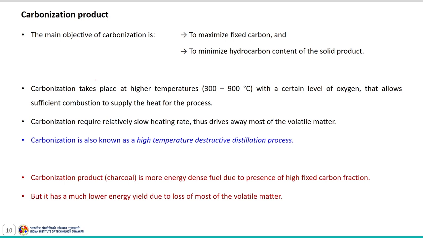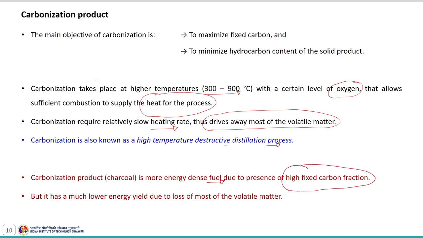The carbonization process takes place at relatively higher temperature as we discussed earlier, which is 300 to 900 degrees C, with a certain level of oxygen that allows sufficient combustion to supply the necessary heat required during the process. It also requires a relatively slow heating rate to drive away most of the volatile matter present in the biomass feedstock. The carbonization process is also known as a high temperature destructive distillation process. The product, charcoal, is a more energy dense fuel due to the presence of high fixed carbon fraction, but it has a much lower energy yield due to loss of most of the volatile matter present in the biomass feedstock.